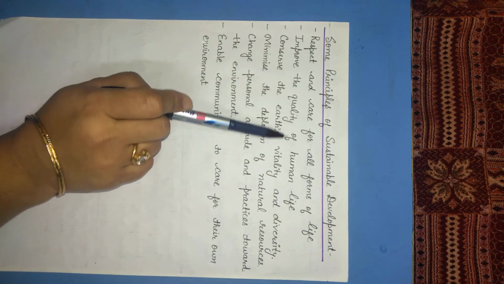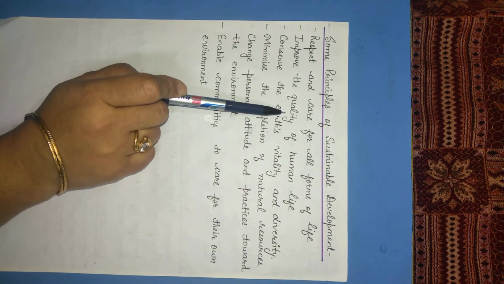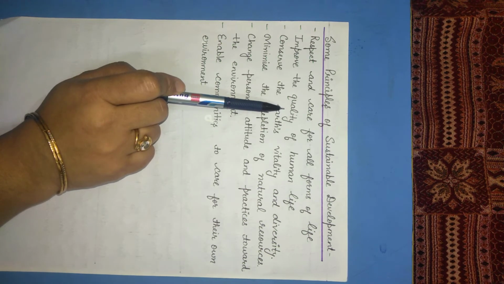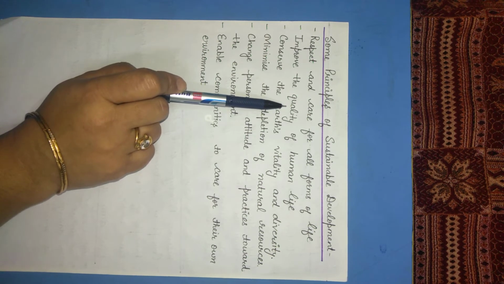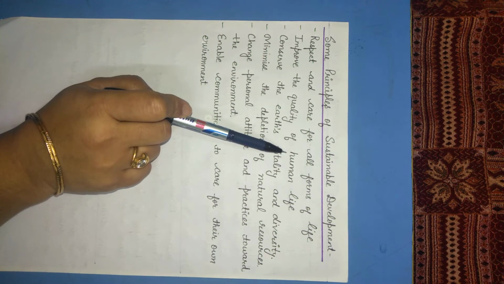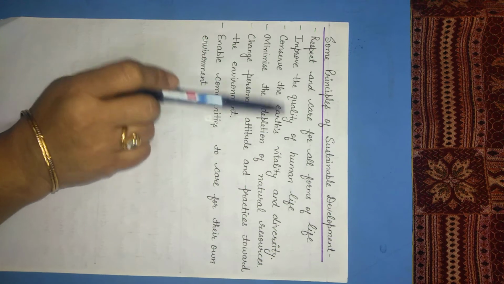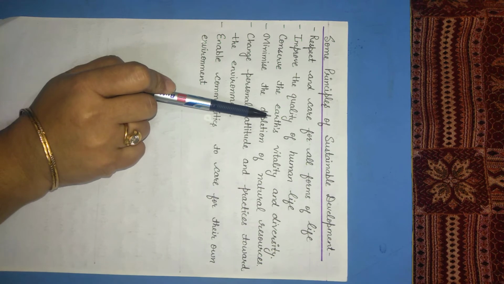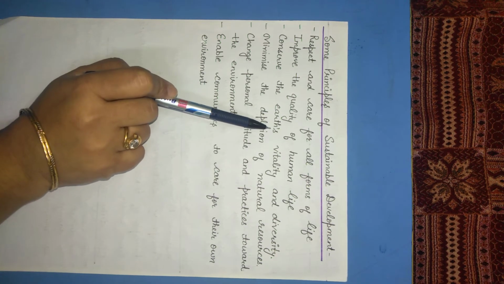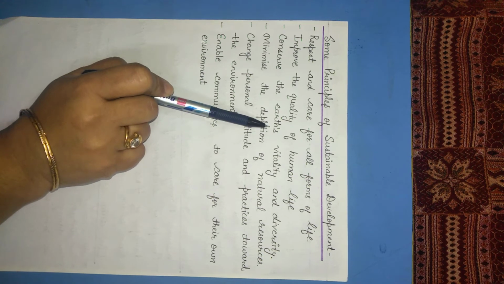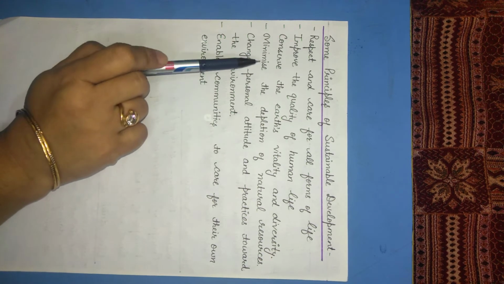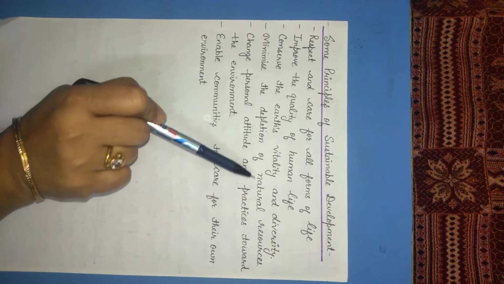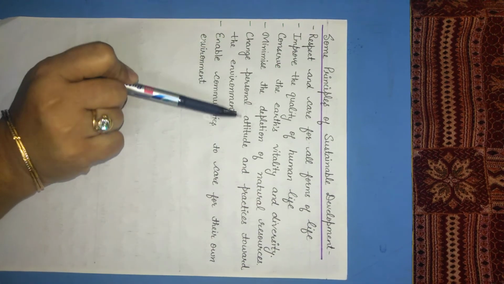We have to improve the quality of human life, because of deforestation, industrialization, land degradation and other pollution, the health of human beings is also deteriorating, which is leading to a shorter life span. We have to conserve the earth's vitality. Even the earth is facing global warming because of these developments and the excess use of fossil fuels. We have to minimize the depletion of natural resources. We have to change our personal attitude.